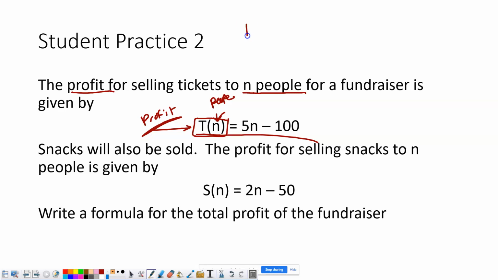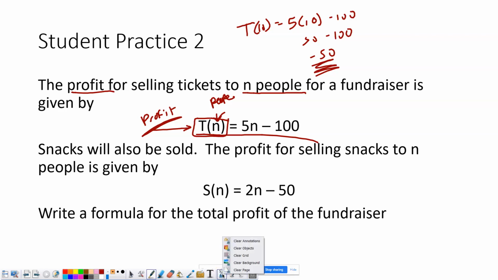So for instance, let's say there was 10 people. Well, that means that I would sell 5 times 10 minus 100, which is negative 50. Now, that means my profit is negative. That's kind of weird, but actually when it comes to business, that happens. When you start a business, sometimes you have to put money into your business, and it will take you some time to actually make enough money to pay off what you put in before you start making more money. So, but that doesn't really matter right now.